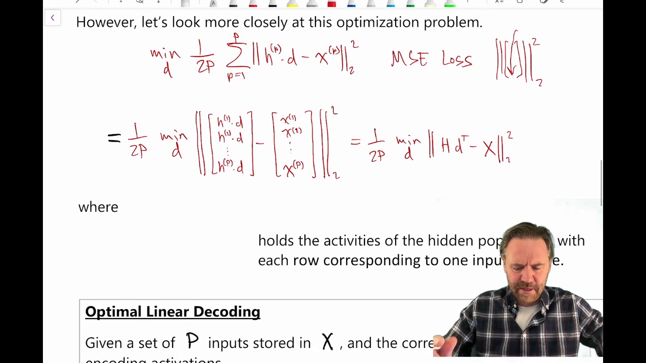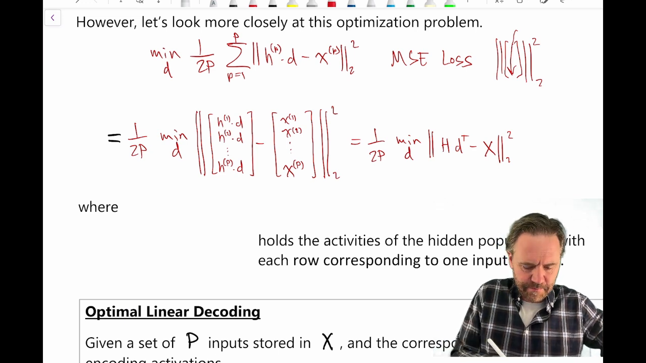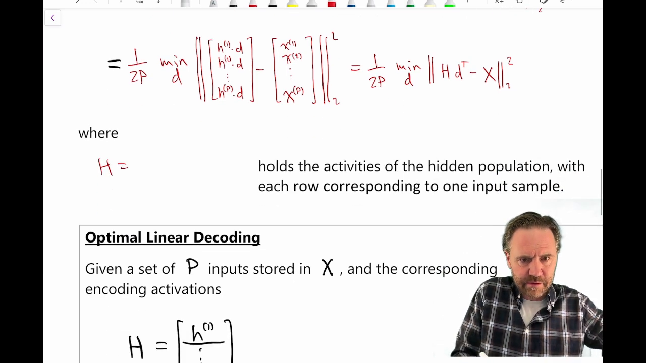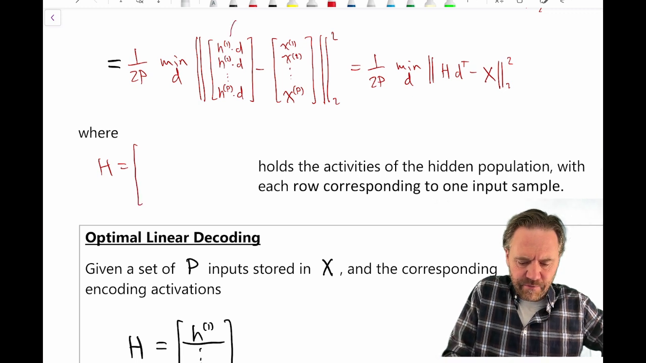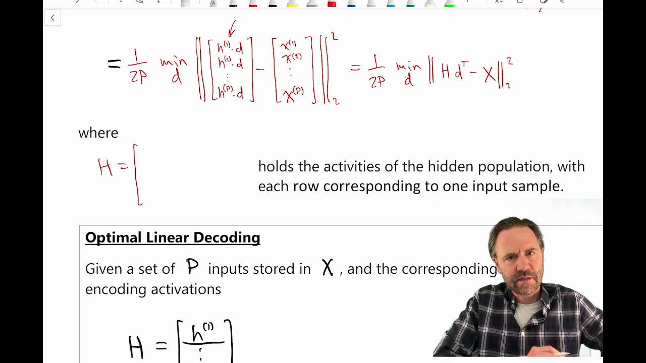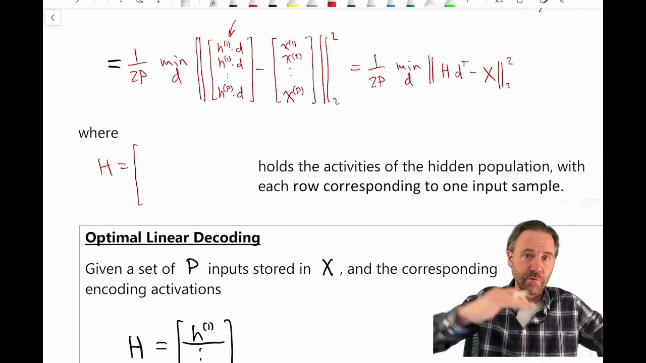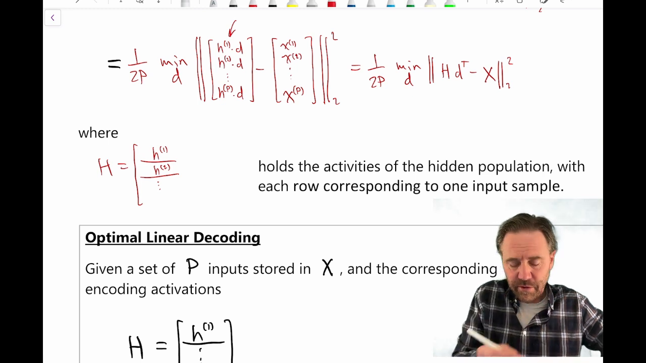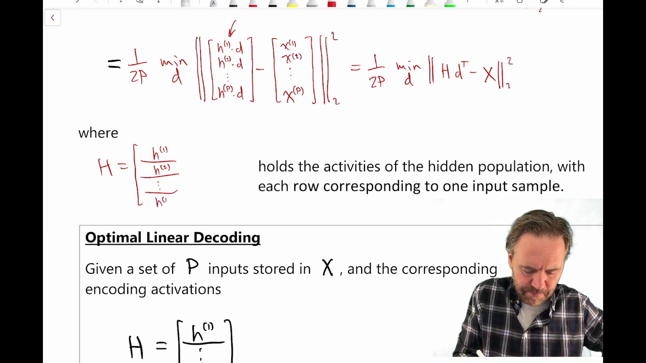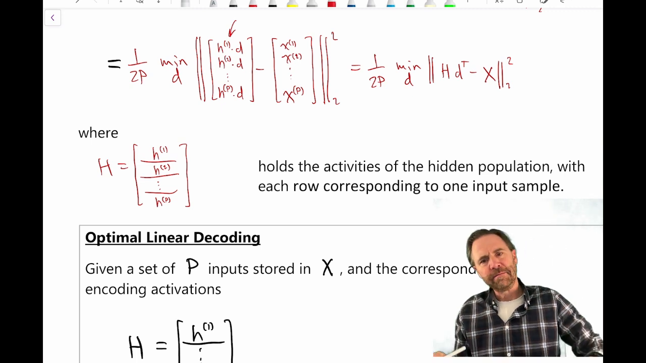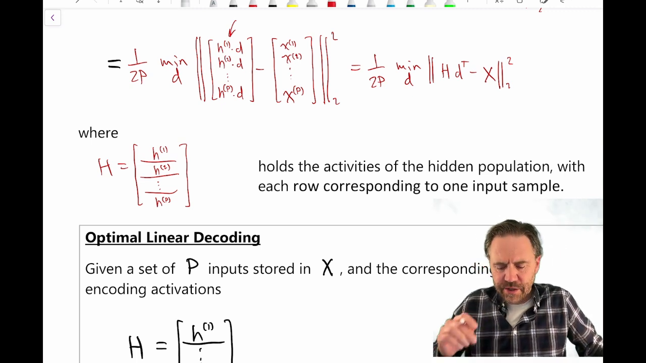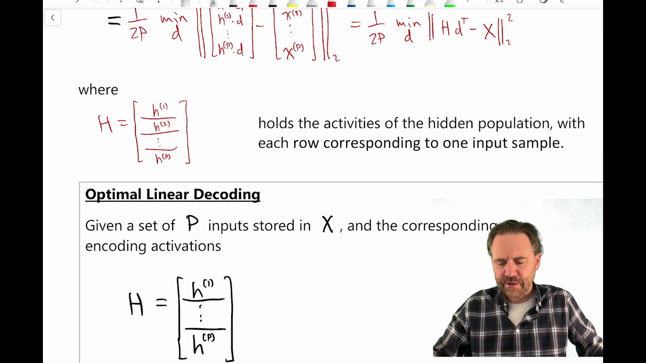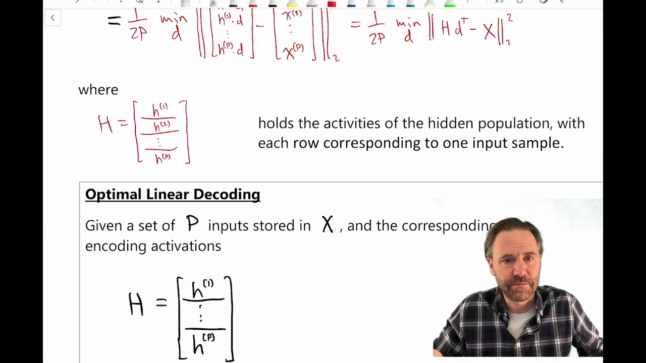Okay, now that capital H thing is this. It's basically taking all these different hidden layer activations over all the different samples and putting them as rows in this H matrix. So it's H1 in the first row, H2 in the second row. Each row is recording all the neurons for a given sample, down to HP. So that H holds the activities of the hidden population with each row corresponding to one input sample.